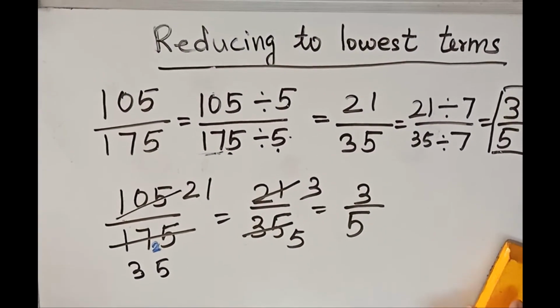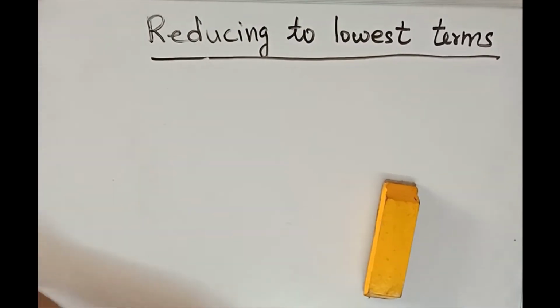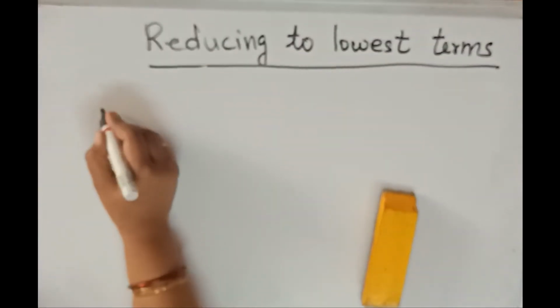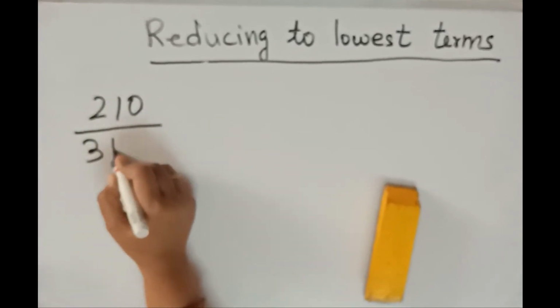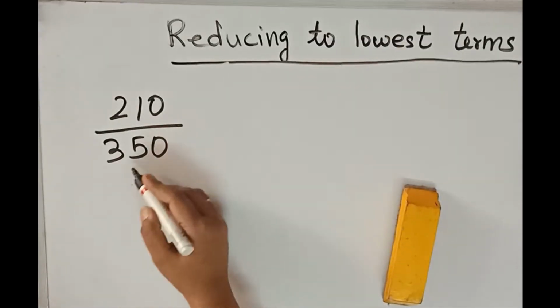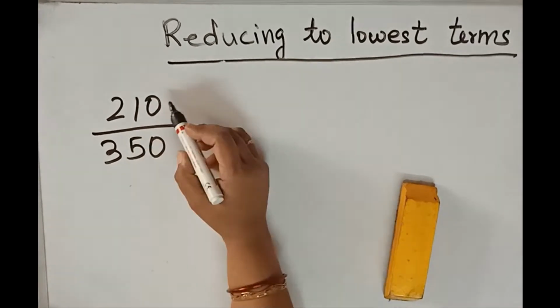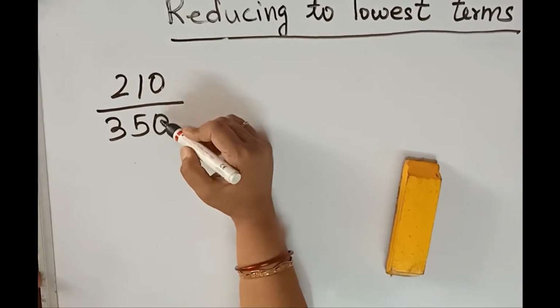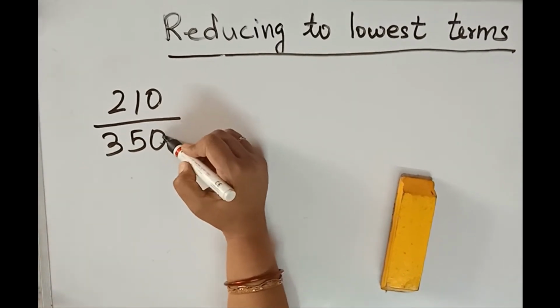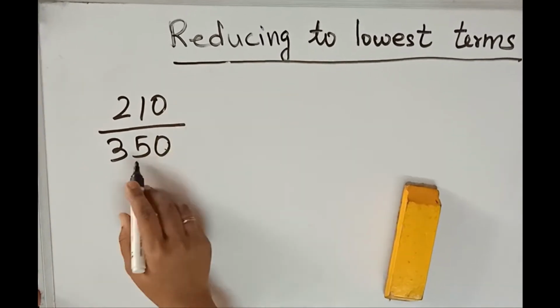Now we will take one more example. Now we are going to take 210 divided by 350. Now children, we are going to do a shortcut here. Now here you have to see, here it is 0, here also 0. When the unit place is 0, we can go by 2 or we can go by 5. So first we are taking 2.